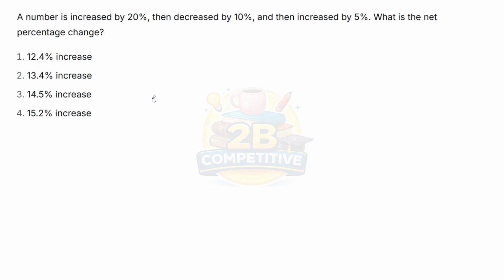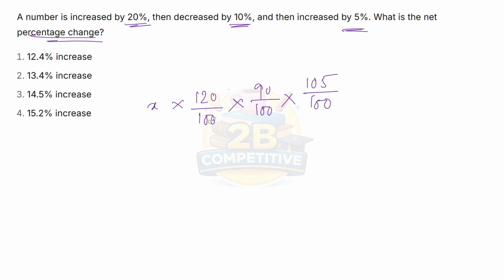Next, a number is increased by 20%, then decreased by 10%, and then increased by 5%. So what is the net percentage change? In this case, we can again use that population question trick. So let's say the number is X. First increase by 20%. So if the number is 100, that will be 120. Then decrease by 10%, that means 90 by 100. Then again increase by 5%, that means 105 by 100. So now what?